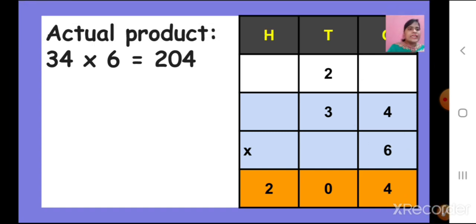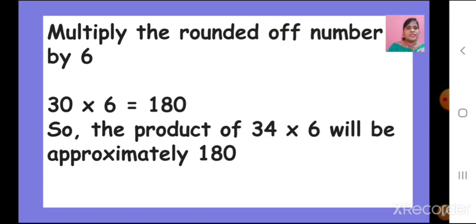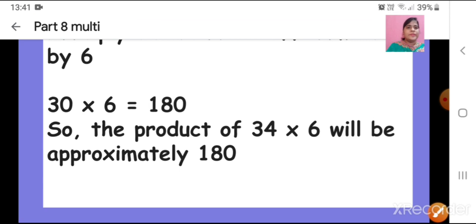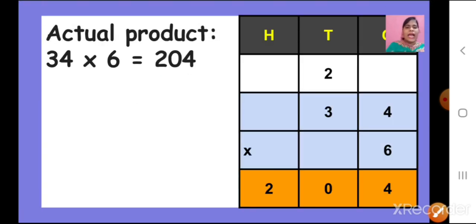Okay. 6 threes are is 18. There is a carry over. 18 plus 2, 19, 20. So write number 20 here down. So the answer of 34 into 6 is equal to 204. This is the actual product. Okay. You can see children here the estimated value we have got 180 and the actual product is 204. Correct? It was a nearby value.